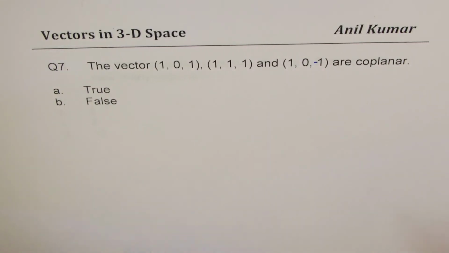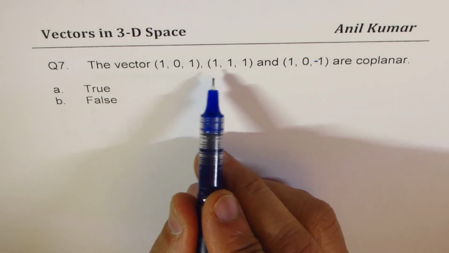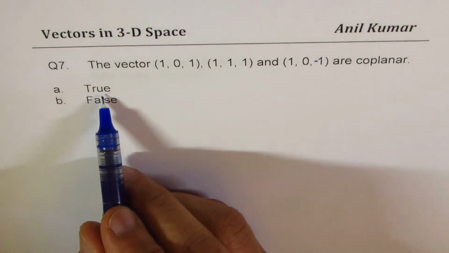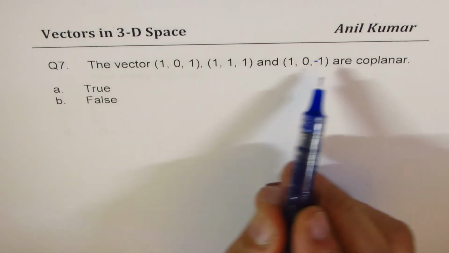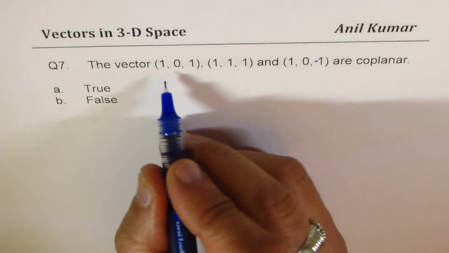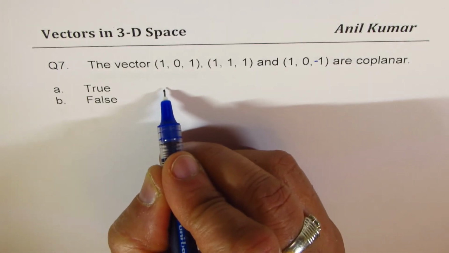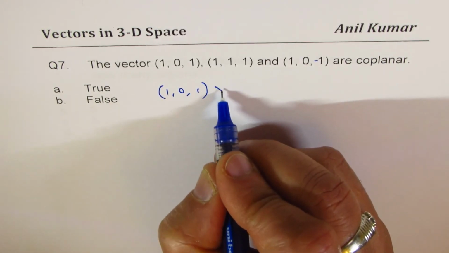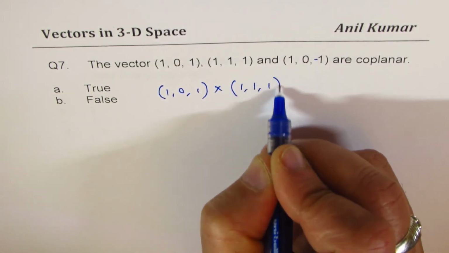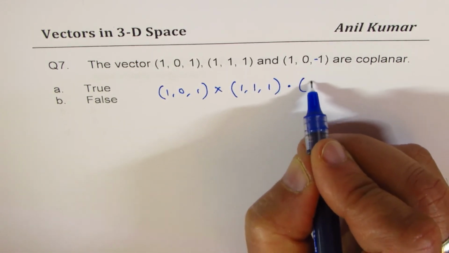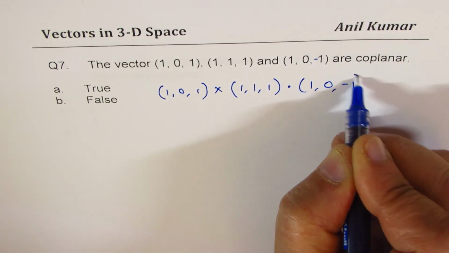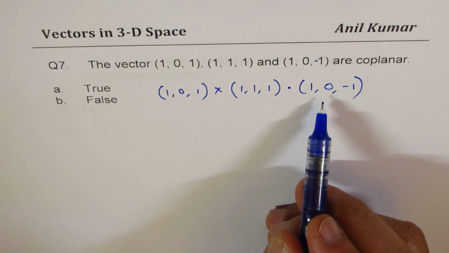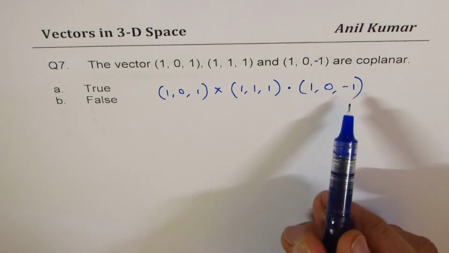Here is question number 7. The vectors 1, 0, 1, 1, 1, 1 and 1, 0, minus 1 are coplanar, true or false? To show that they are coplanar, we can find the scalar triple product, correct? So we could do 1, 0, 1 cross with 1, 1, 1 and then dot it with 1, 0, minus 1, correct? If the value is 0, that means they are coplanar. If not, it is not coplanar. So that is how we could do it.